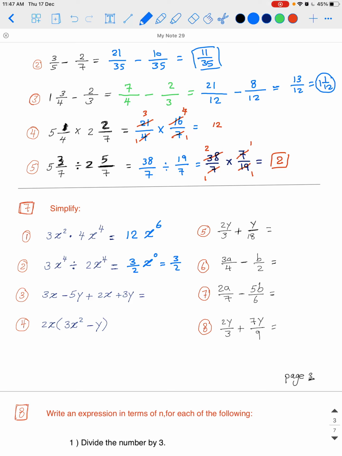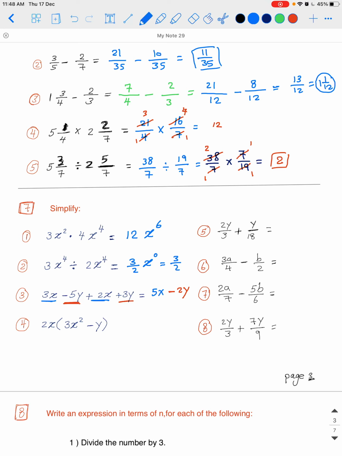Next one, 3x minus 5y plus 2x plus 3y. So here is 3x and here is 2x, and both of them are positive. So 3x plus 2x equals 5x. Negative 5y and positive 3y. Negative 5, positive 3, that means it's a negative 2y.